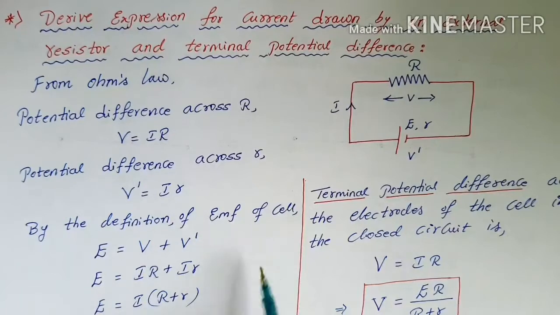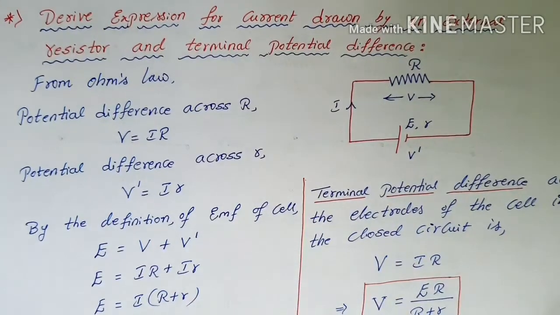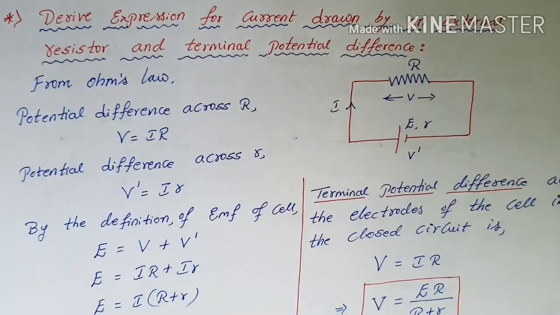By the definition of the EMF of the cell, we should notice that in a circuit, EMF is always greater than the potential differences across any elements. When it comes to a circuit with multiple elements, the EMF, that is the source, is always greater than any other individual potential differences.